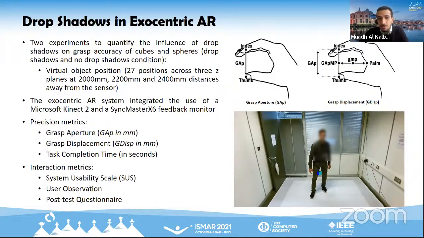We've also used task completion time because we found in earlier studies that using grasping in this kind of environment can sometimes be time consuming. And we wanted to see if drop shadows can help mitigate this problem or just speed up the process of the interaction tasks. We also focused on the usability of drop shadows. So we wanted to see how usable drop shadows would be as an additional visual cue to aid users to better use this natural form of interaction in augmented reality. So we used the system usability scale questionnaire to assess the usability of the drop shadows. And we also noted any kind of user observation in post-test questionnaires as well.